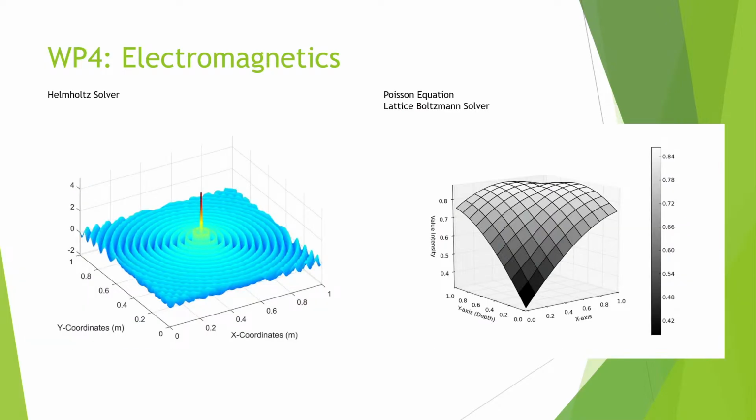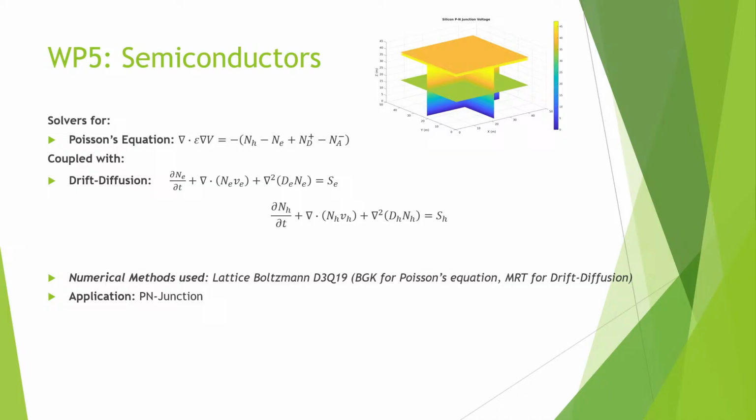On the left here, we see the Helmholtz solver. We apply a point source in the middle, and we apply absorbing boundary conditions around the domain. And you can see the results being produced as expected. On the right hand side, we show a benchmark test case in 3D lattice Boltzmann, which is validated exactly with the results.